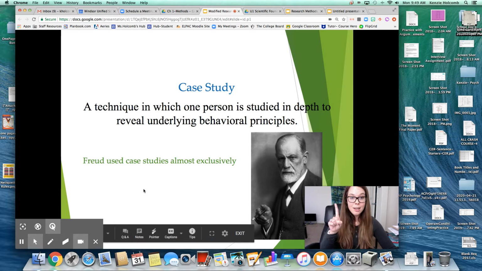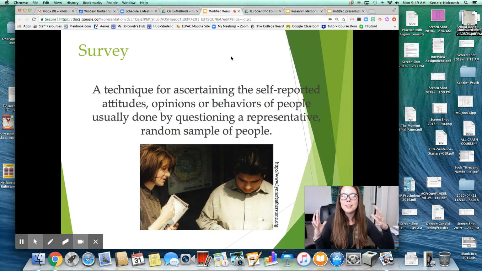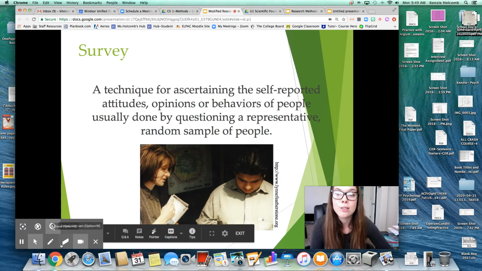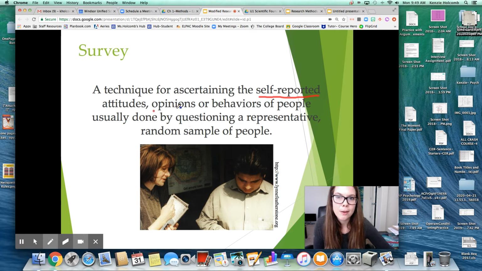Okay, so case study number 1. Second, we have a survey, and surveys are a technique where we get our information from self-reporting, which means that people fill out their own answers, right? And there's already a bias in that, right? And they talk about the opinions or behaviors of people, and this is usually done by a questionnaire.